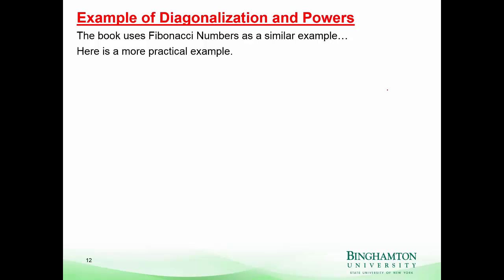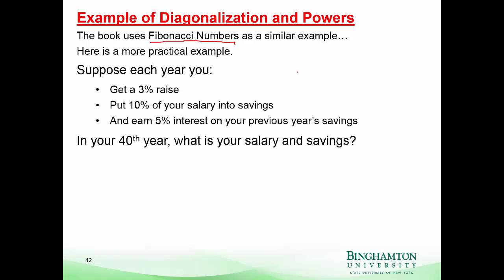So let's take a look at an example of diagonalization and powers. So the book uses an example related to the Fibonacci numbers, which is kind of cool because the Fibonacci numbers, if you've never seen them, are actually pretty cool. And they lead to this famous thing called the golden ratio, which is pretty cool. But I thought it'd be more useful to think about a more practical example.